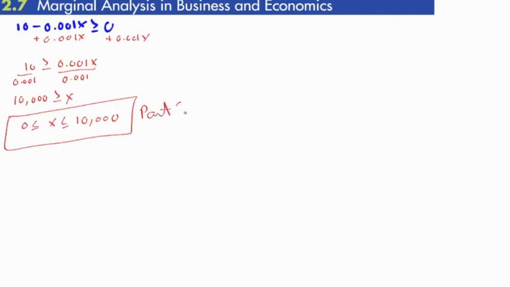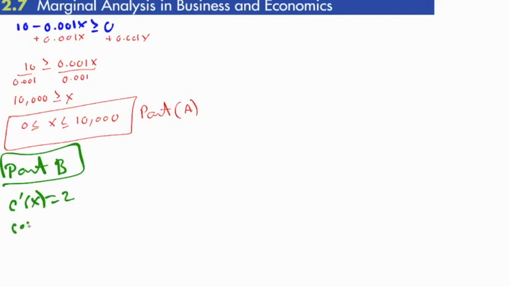So here we have part A, and for part B, C prime of x equals 2, cost of production, or cost of producing one more, always increases by $2.